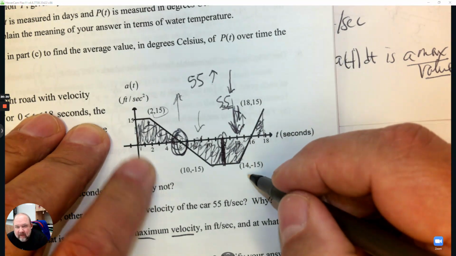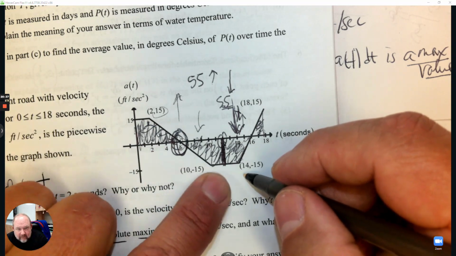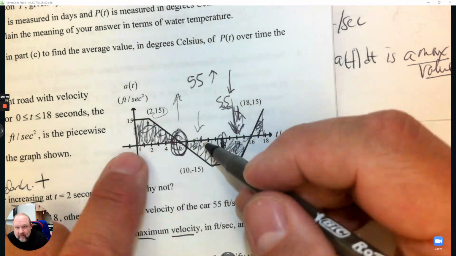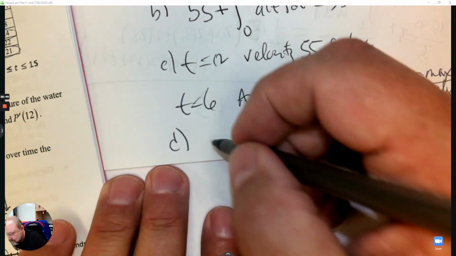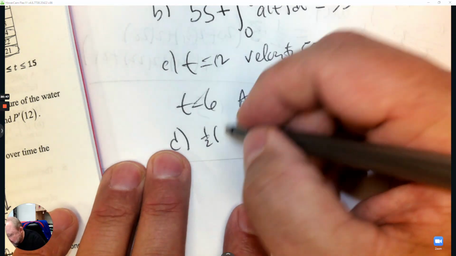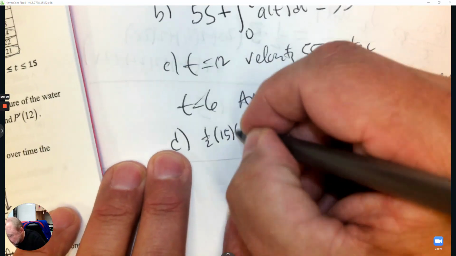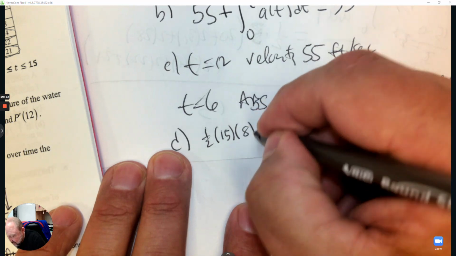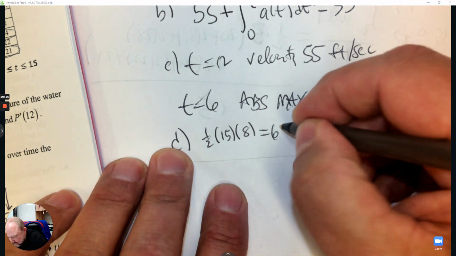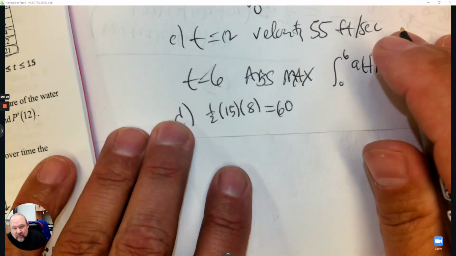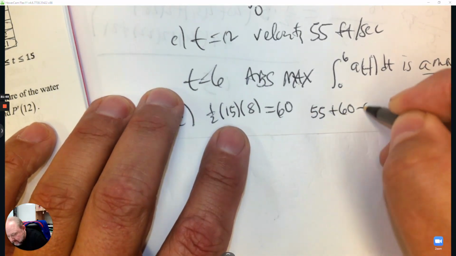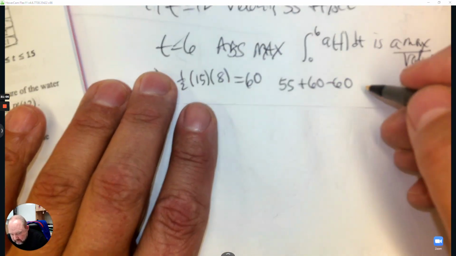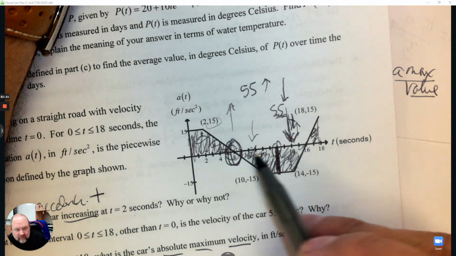All right. So this area, let's figure out what this area is. The first trapezoid is 1/2, the height is 15, and the two bases are 2 and 6, that's 8. So half of 8 is 4, times 15, that's 60. And so this goes from 55, we add 60, then subtract 60, so now we're back to 55, right? We added 60, we subtracted the same area.